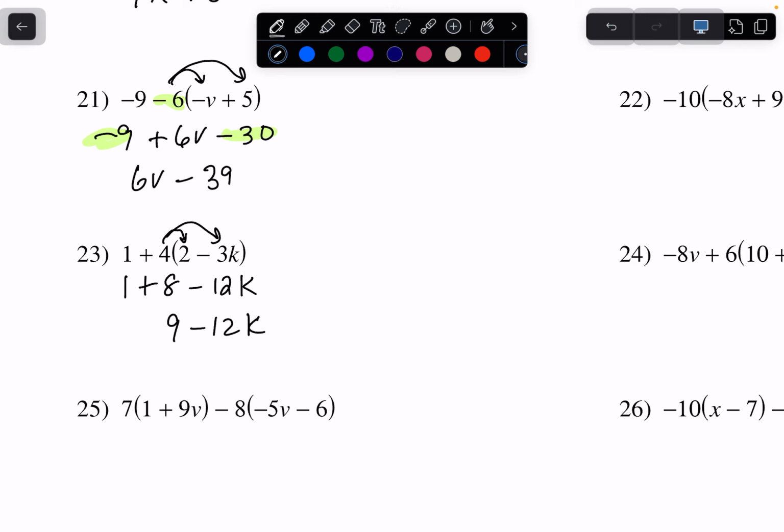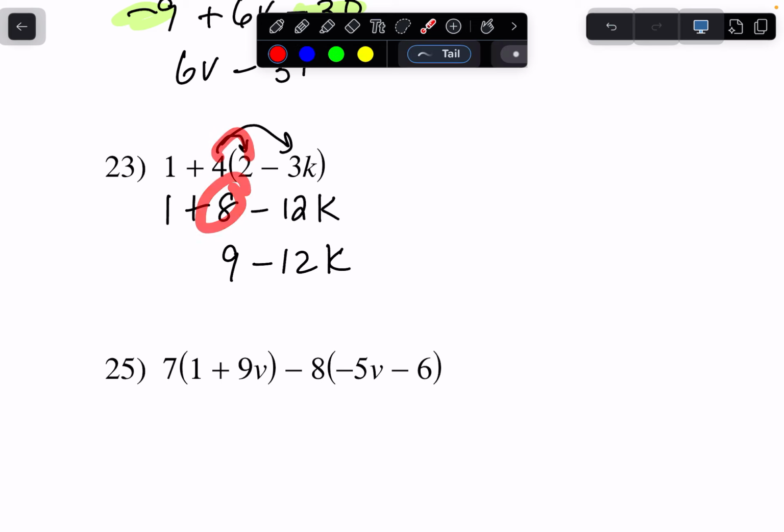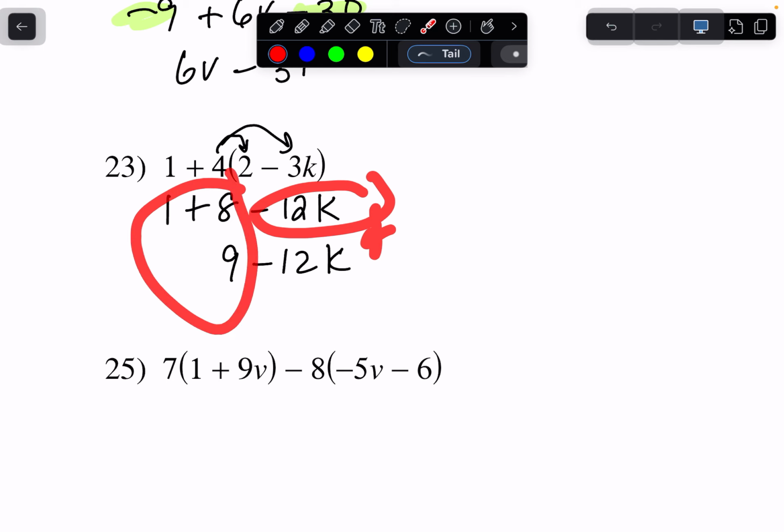All right, is that good for 23? Any questions there? Distribute the 4. That 4 times 2 is 8. 4 times negative 3k is negative 12k. The k can't change. Bring it down, but you can't add the 1 and the 8 together.